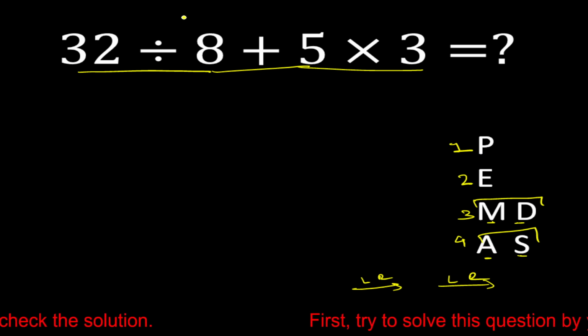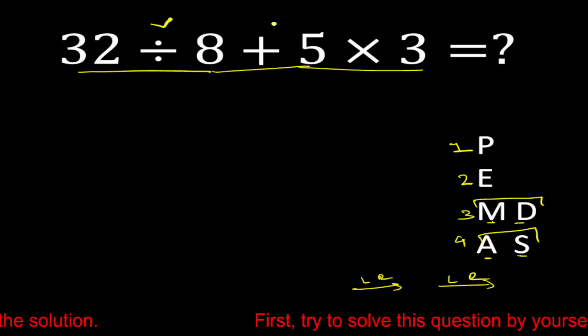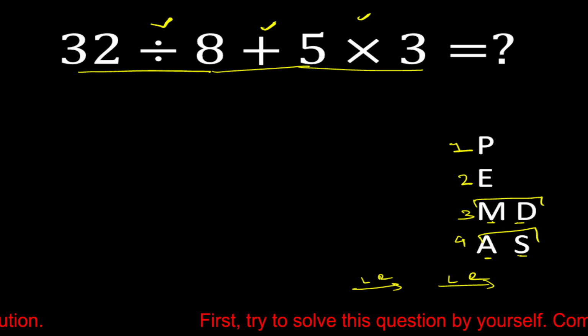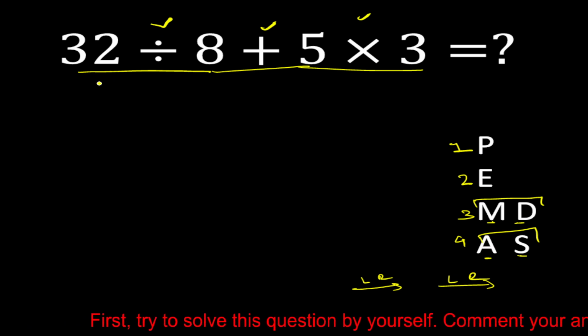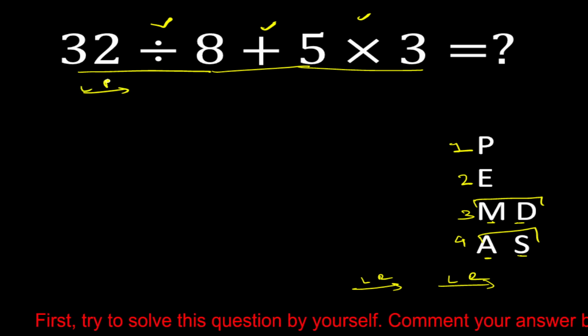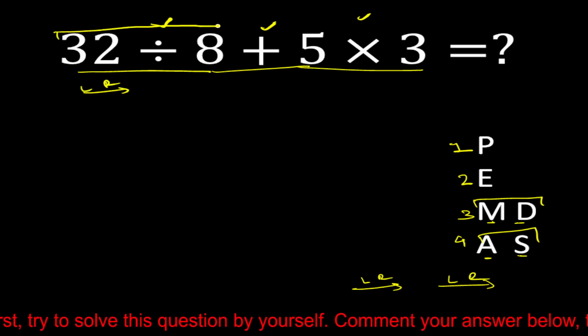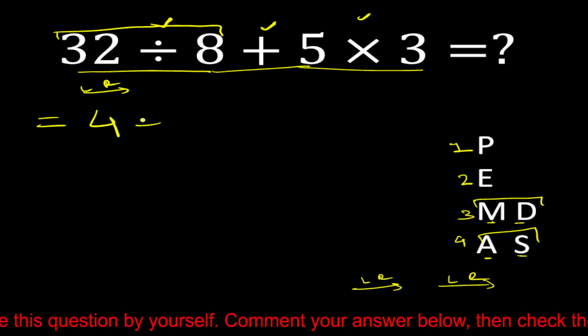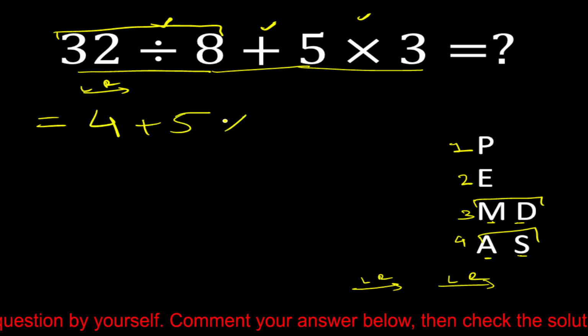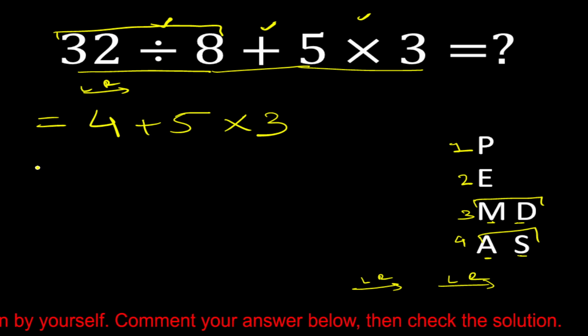Okay. So in this question we have one division, one addition, and one multiplication. First we have to solve multiplication and division, and both have equal priority, so we have to solve them from left to right. So first we have to solve this division. 32 divided by 8 is equal to 4, plus 5 multiply 3.